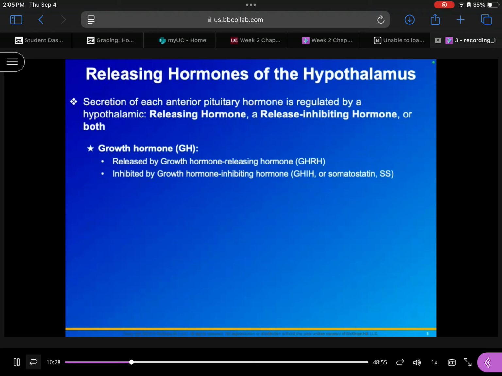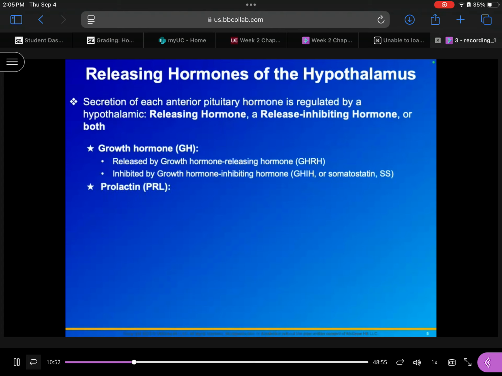Now, somatostatin does come from the hypothalamus, but, and I don't know all the interactions, but just be aware, we will also talk about how somatostatin is released from the D cells of the pancreas. It's that third hormone coming from the pancreas. It is also somatostatin. So that is growth hormone inhibiting hormone.